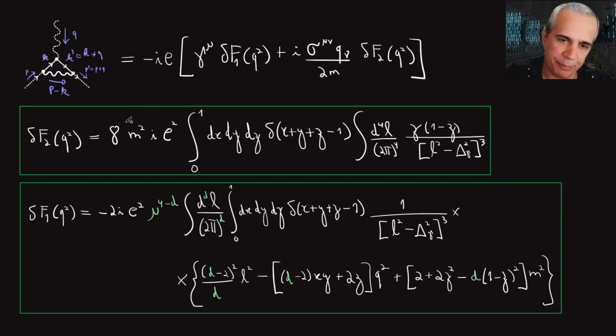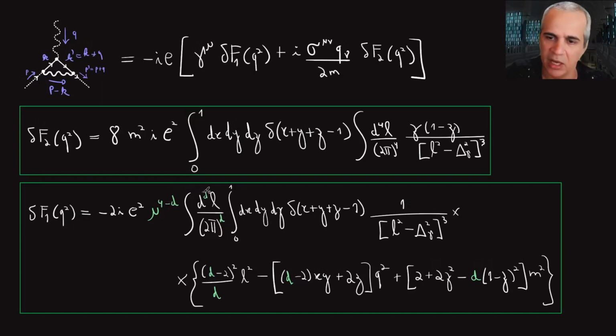Now, delta F2 is actually finite in the UV. You can do some power counting here and see. So we don't need to regularize it in the ultraviolet. The infrared regularization is still here, right? But we don't need a UV regularization. And F1 isn't like that, right? F1 is actually divergent in the ultraviolet. And that's why we did dimensional regularization here.